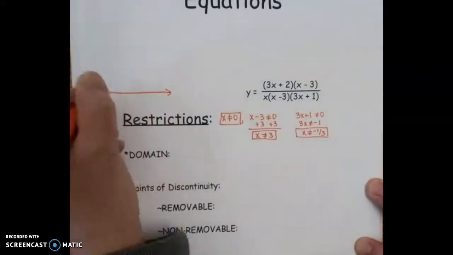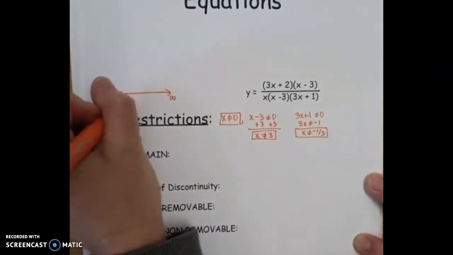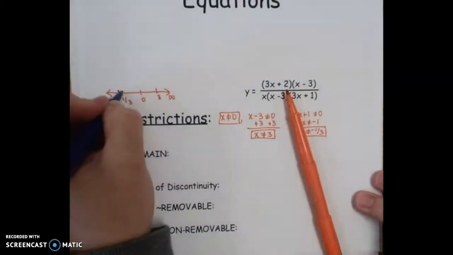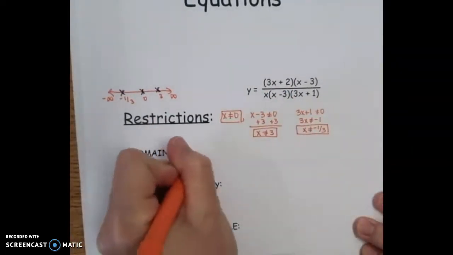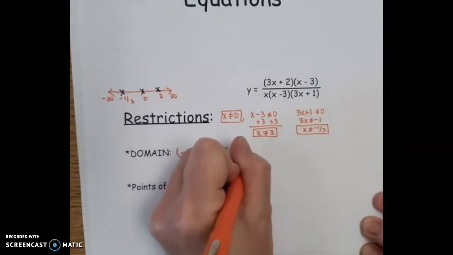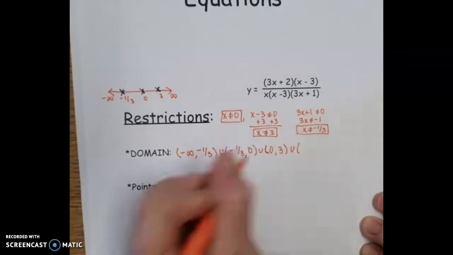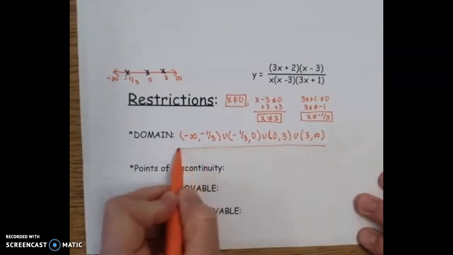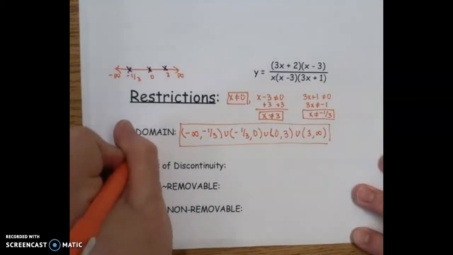So if you think about our number line, again, we got negative infinity, positive infinity. There's negative 1/3, 0, and 3. So x can be every number except for those three. So our domain would be negative infinity to negative 1/3 and negative 1/3 to 0 and 0 to 3 and then lastly 3 to infinity. So the domain's quite a bit. And use your restrictions to help you write that.